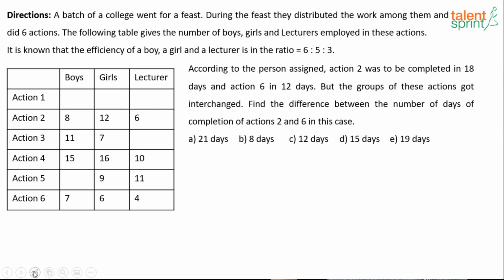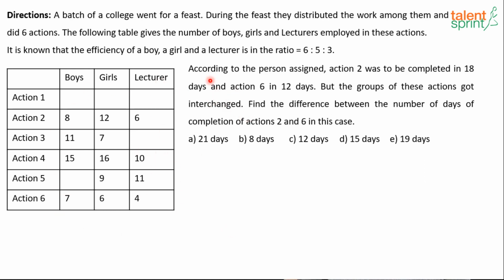See what it says. Basically, it says a batch of college went for a feast. During the feast, they distributed the work among them and did 6 actions. The following table gives the number of boys, girls and lecturers employed in these actions. It is known that the efficiency of a boy, a girl and a lecturer is in the ratio of 6:5:3. There's one table here. It talks about 6 different actions, actions 1 to 6. The number of boys, girls and lecturers for each of these actions. Some of the values are missing, which you all know will be given indirectly in the question itself.